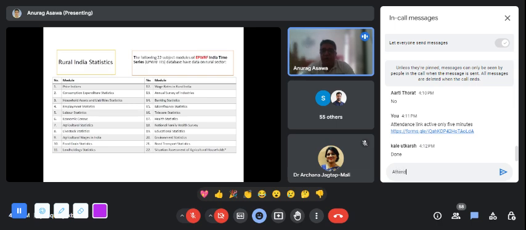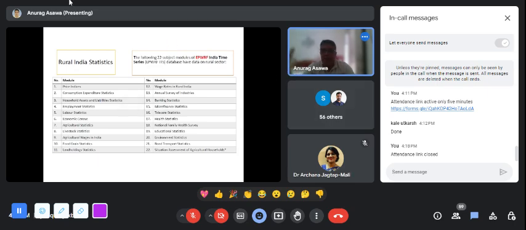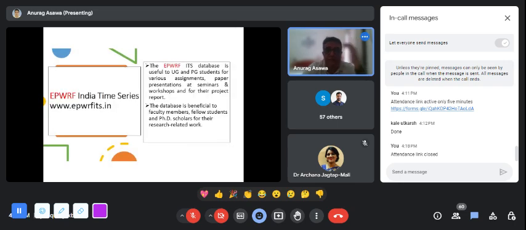So any data set, how you want to use it, depends on your problem formulation. You can use this data set either for a commerce problem or as a management problem. So that is one example I tried to give. There are 22 types of data sets which are exclusively available for the rural area.